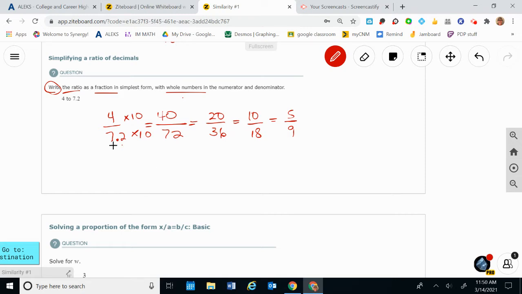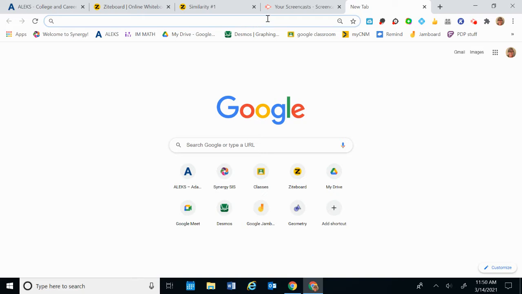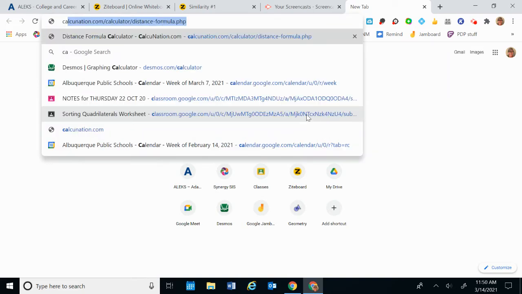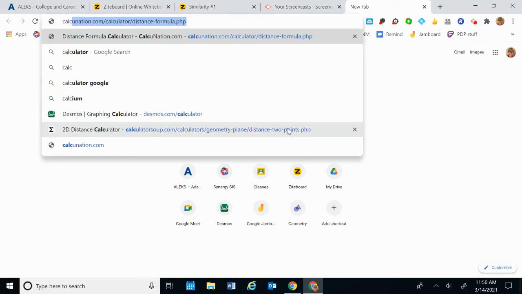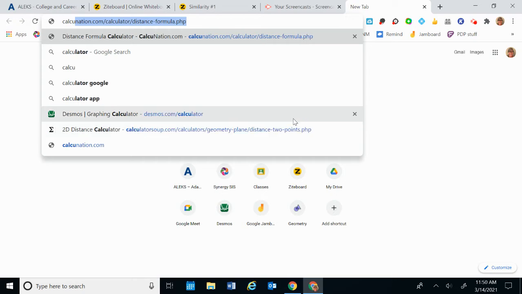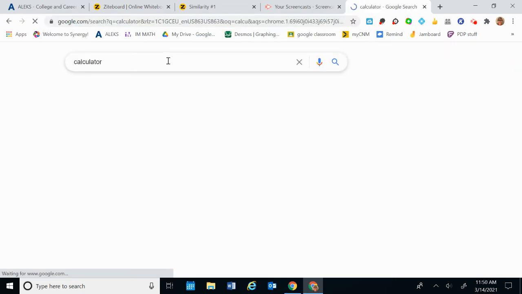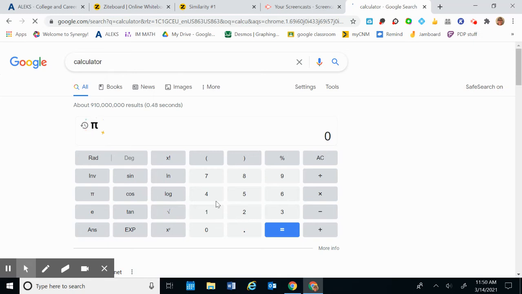Isn't that crazy, you guys? You multiply both of these by 10, and then you end up getting a ratio. But here's the thing. If you could tell they're the same, let me show you, okay? If I were to take a calculator, let me just find a random calculator. Okay, and I were to do 4 divided by, what was it, 7.2?